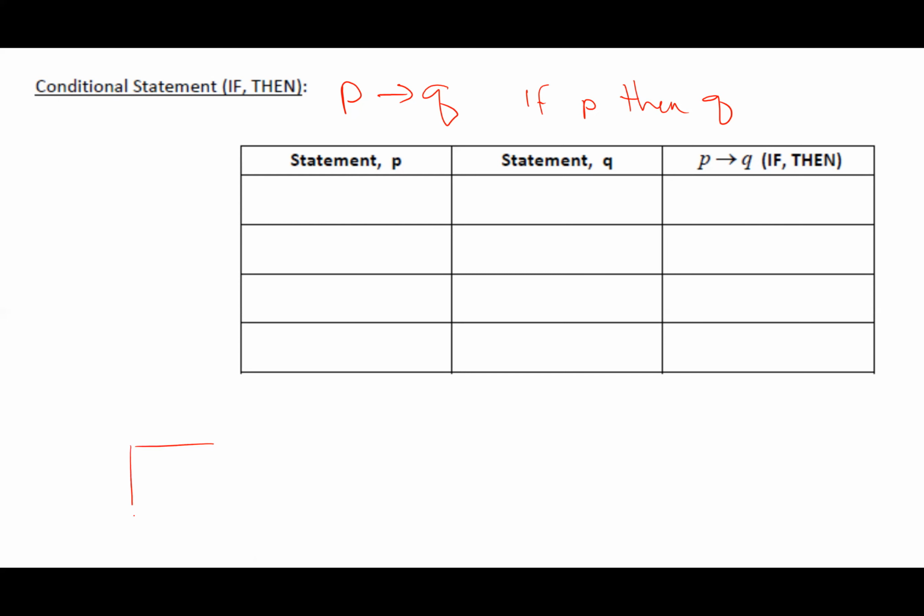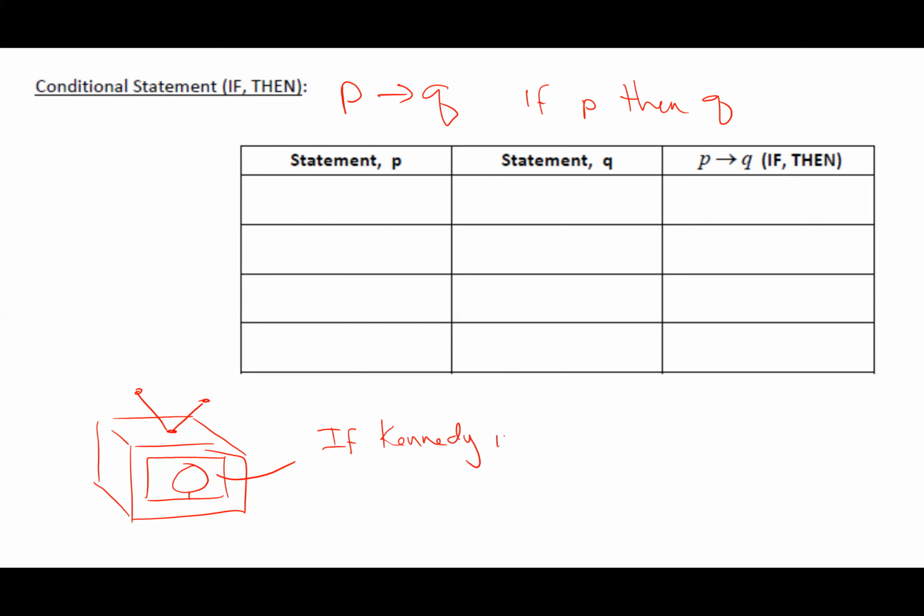So let's suppose I turn on the TV, and I've got a really old TV here. But you'll see that this is actually kind of relevant. So I turn on the news, and somebody's on the TV, and they are a presidential candidate advisor. And they say, if Kennedy is elected, then taxes will go down. Okay? So we'll call this statement P, if Kennedy is elected, and we'll call this statement Q, taxes go down.